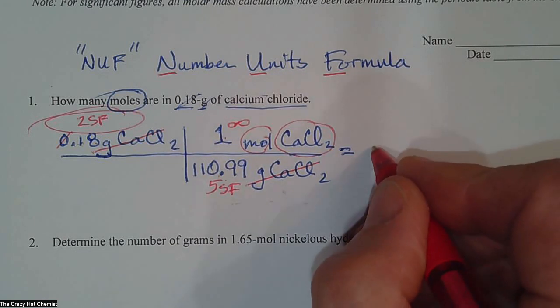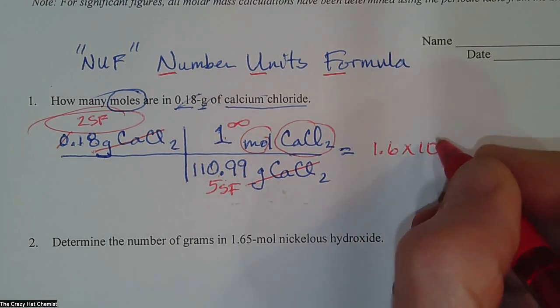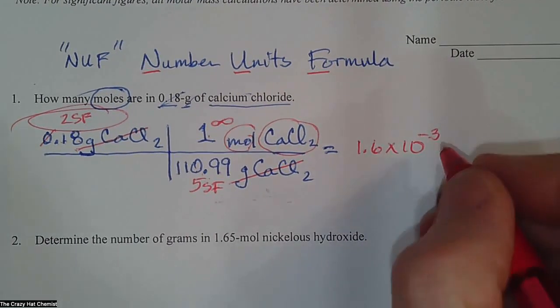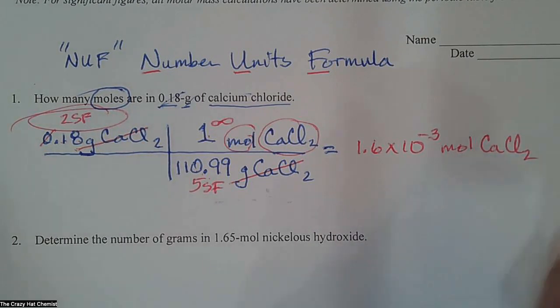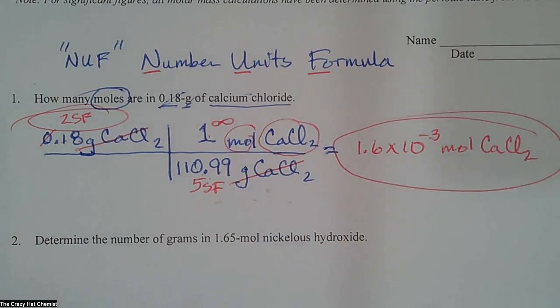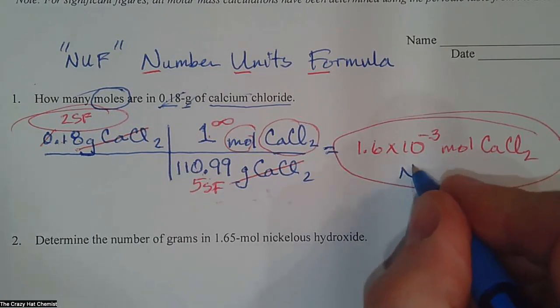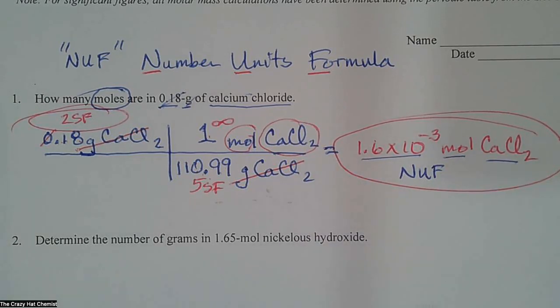So my correctly rounded answer is 1.6 times 10 to the negative 3. That's my numeric value, and I'm going to have the correct units, which is moles, and then the correct formula, CaCl2. And so this is my correct numeric value with the units and the formula. And again, NUF: number, units, formula. Awesome. Just did the first problem, very first baby step. So hopefully that worked out okay for you, and let's move on to the next one.